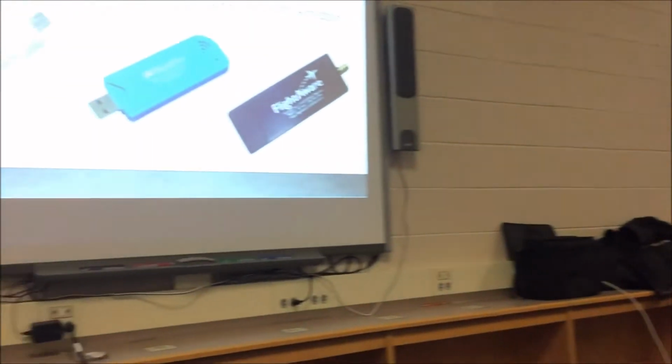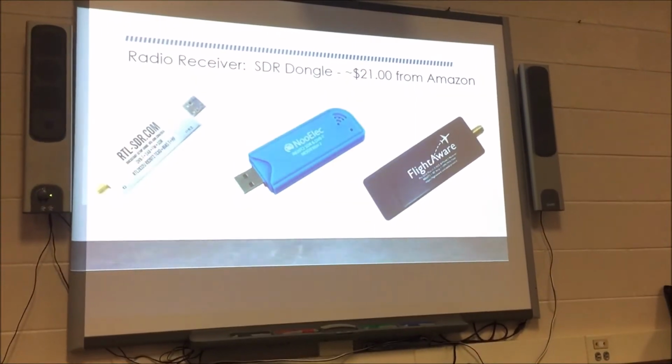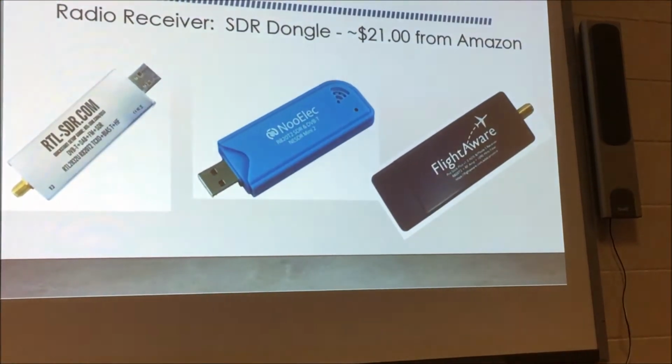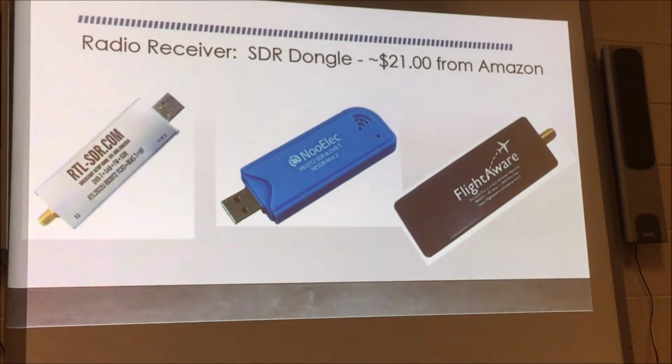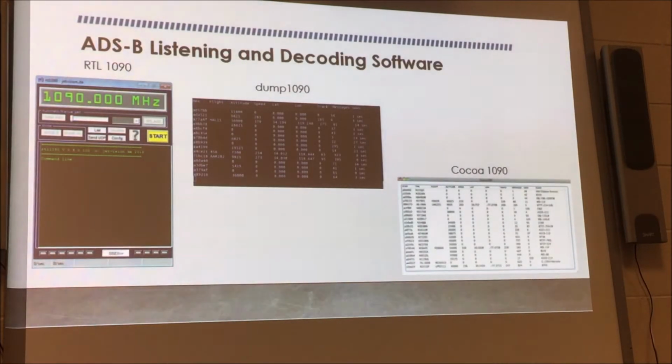And then, as I just described, you need the radio receiver, which is this SDR dongle. There are a number of different dongles that are available. The system that I'm using is made by Flightaware, and I'll have more information about that. But again, very inexpensive. And then the listening and decoding software, there are several versions available, all freeware. You just go to the website, download it, and install it.